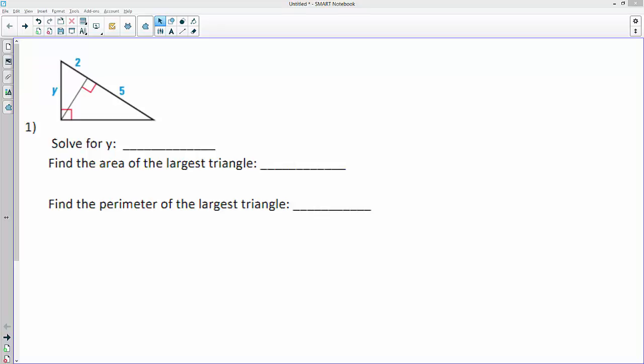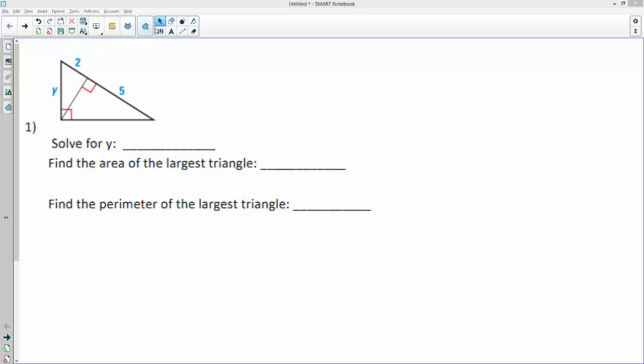Okay, let's do the review for similar triangles. We're going to start with the sheet 5-5R, and I'm going to do all the problems on 5-5R, and then I'm going to go back and do some of the problems from our previous worksheet, specifically, I think, the last half of the worksheet. So this is problem 1 from 5-5R.